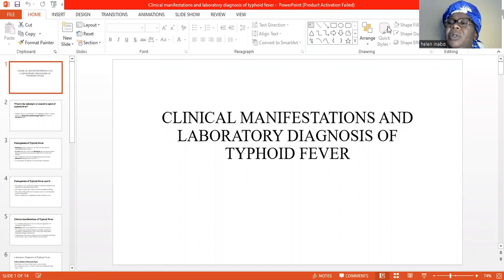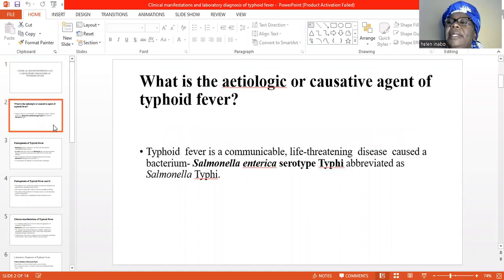The topic of discussion today is clinical manifestations and laboratory diagnosis of typhoid fever. Typhoid fever is a communicable, life-threatening disease, very common in the tropical countries where sanitation is very poor. Let's look at the causative agent or the aetiologic agent of typhoid fever.